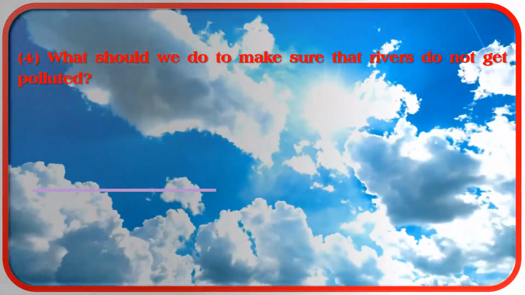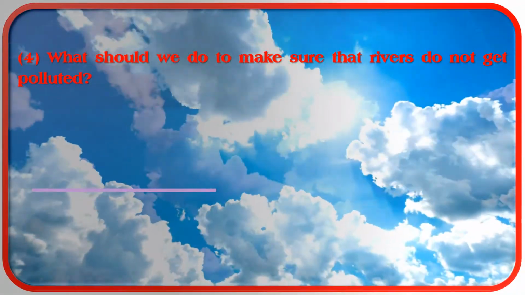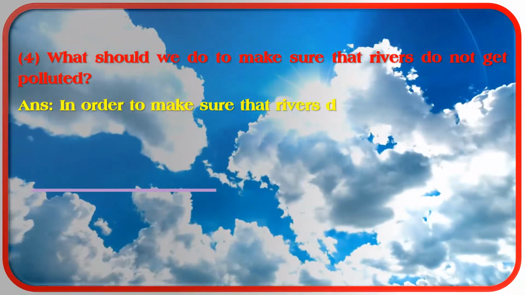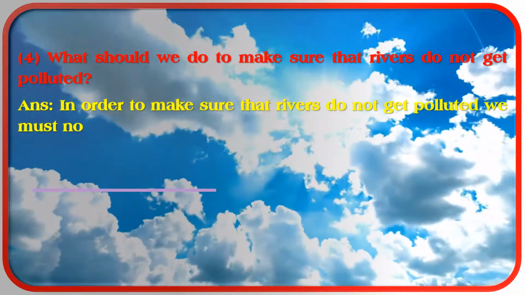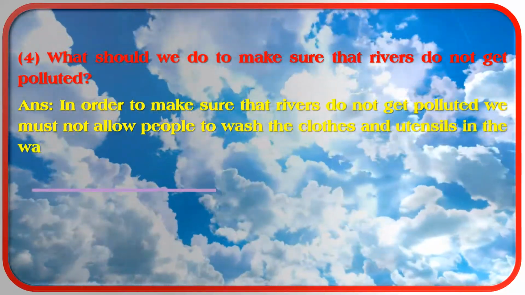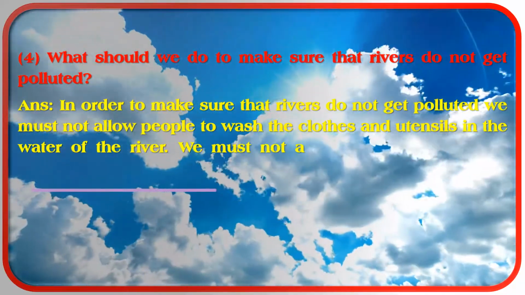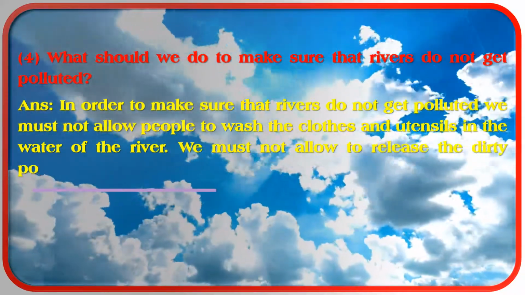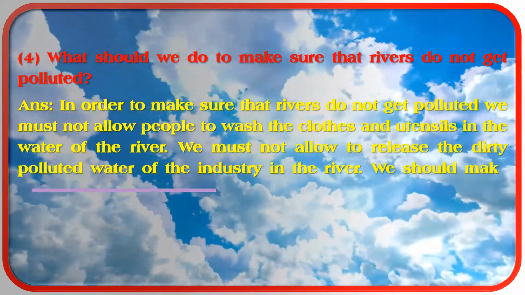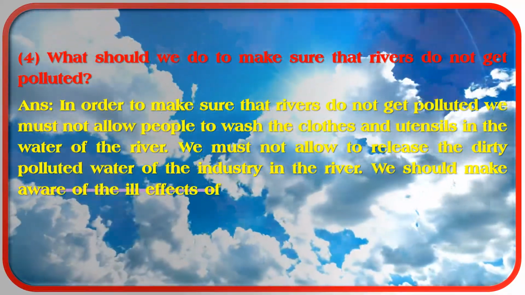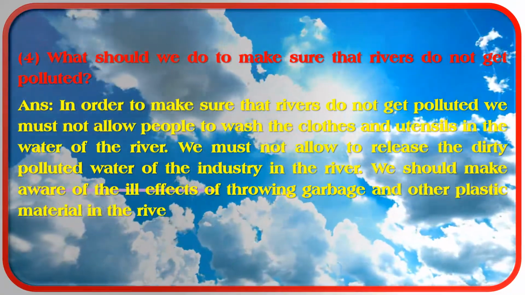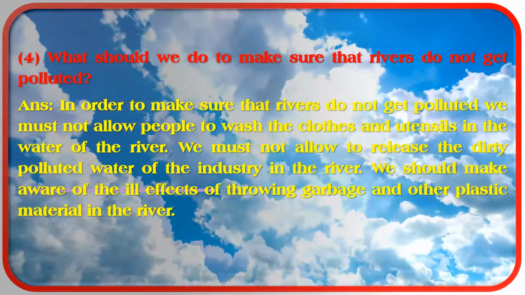What should we do to make sure that rivers do not get polluted? Answer. In order to make sure that rivers do not get polluted, we must not allow people to wash the clothes and utensils in the water of the river. We must not allow to release the dirty polluted water of the industry in the river. We should make aware of the ill effects of throwing garbage and other plastics material in the river.